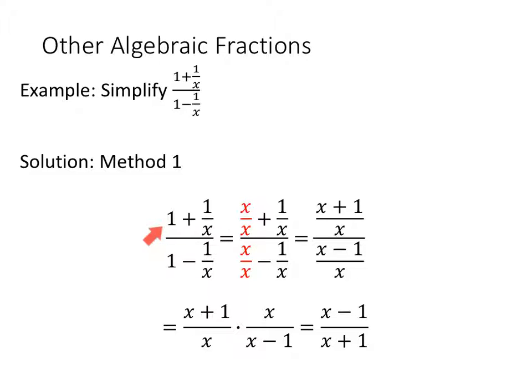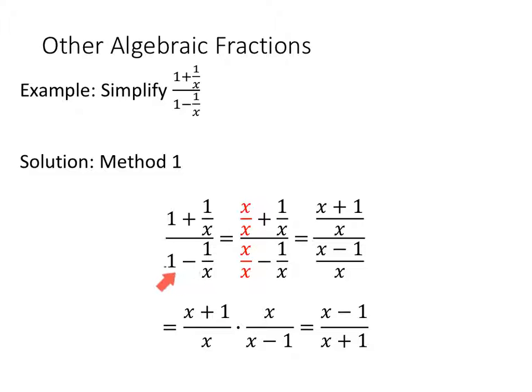So I look at my numerator. 1 plus 1 over x. Well, 1 over x is a fraction, algebraic expression. I'm going to use the term fraction. In order to add something to a fraction, I have to have a common denominator. So I rewrite 1 in fraction form with the denominator that I want. Right? How do I get 1 that has a denominator of x? That's x over x.